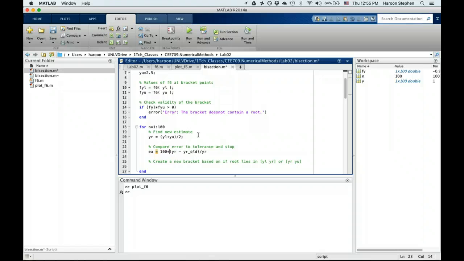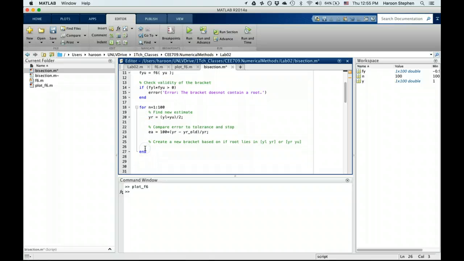What is the old value? In our case, the old value is whatever I calculated at the previous step. So I'll have to do two things. First of all, at the end, save the old value. And that I can do right here. I can say YR old is equal to YR. So when I come back to the new calculation, this old value will be available to calculate the error.